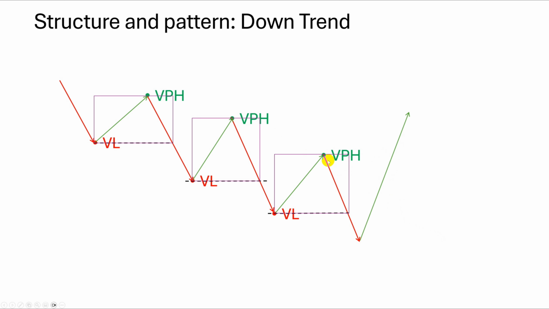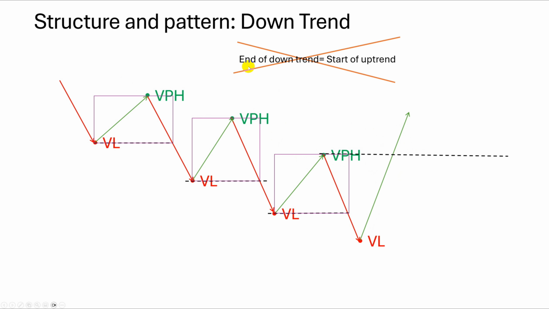But the point is that whenever we have a valid pullback broken, it is the end of the downtrend, of course, but we cannot say it is the starting of an uptrend. So the end of a downtrend doesn't mean the start of an uptrend, and vice versa. If we have the end of an uptrend, we don't actually have the start of a downtrend.